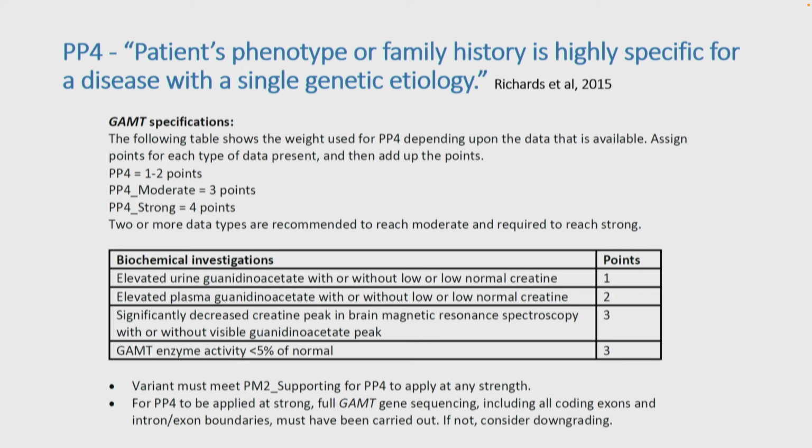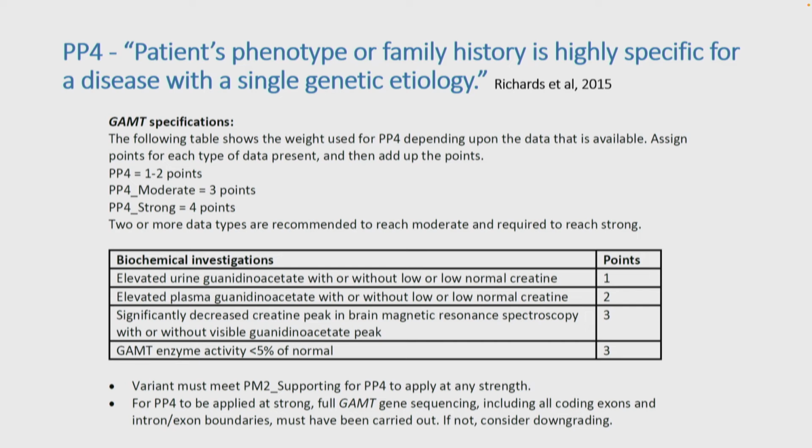So what we did for each of the 3 genes, after a lot of discussion, was to set up a point system that would allow us to assign a specific strength of evidence for this particular criterion, depending on the amount of evidence that is available for that particular patient. So the more evidence that we have, the higher strength of evidence we can apply for this code, and that really helps with the variant classification.